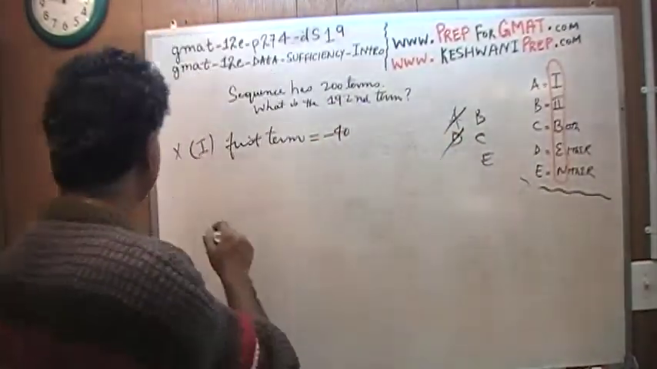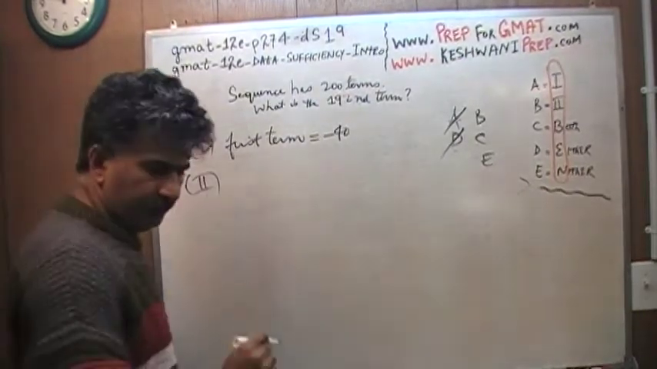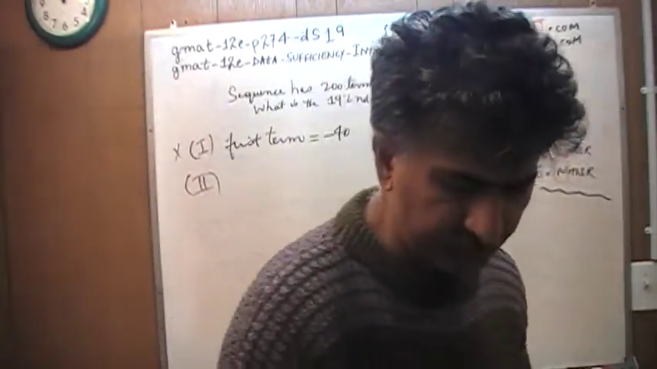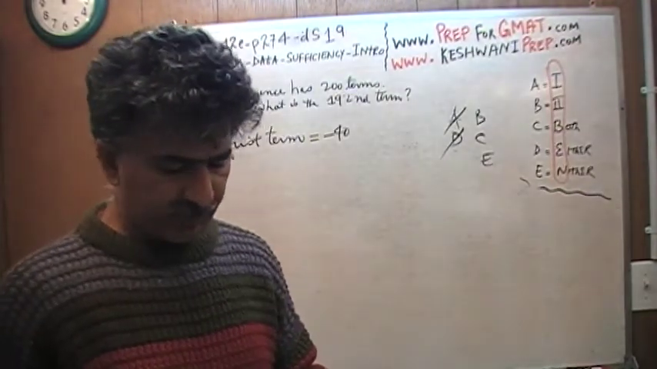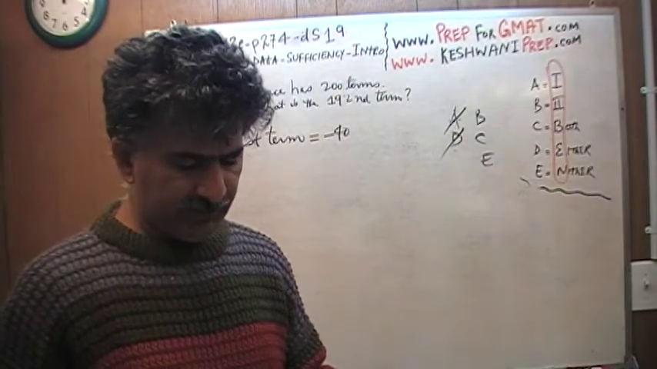Let's look at the second statement. Let's see what the second statement tells. Maybe the second statement will be a little bit more helpful. The second statement tells me that each term after the first term is 3 less than the preceding term.